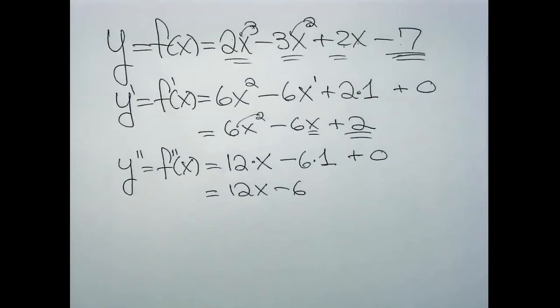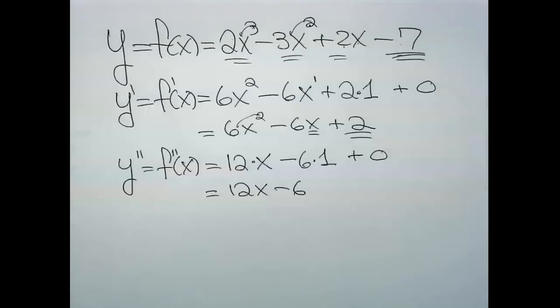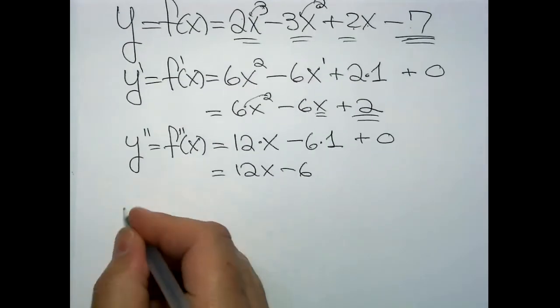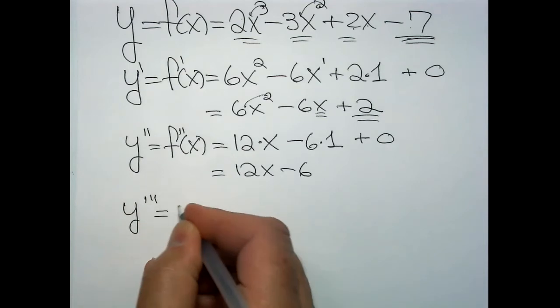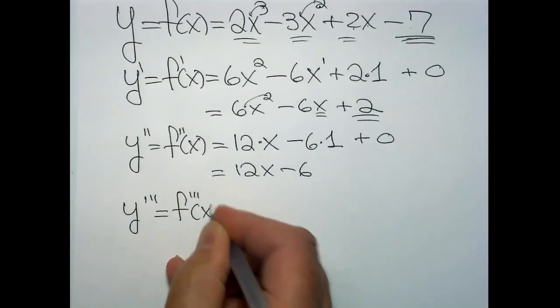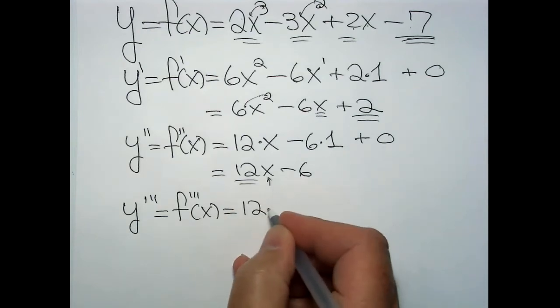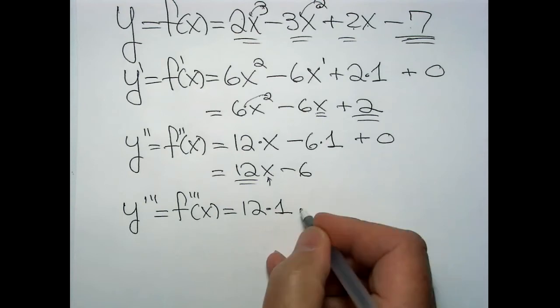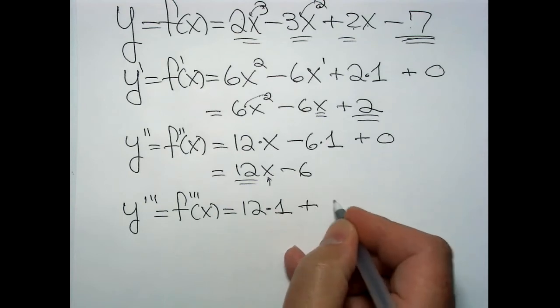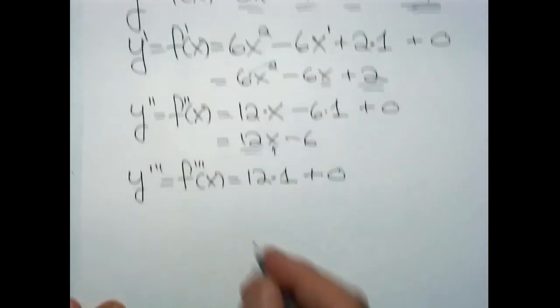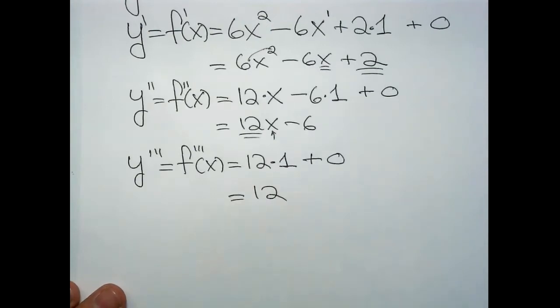So we went from a cubic function to a quadratic, right down to a linear function. Let's keep going with this and see where it leads. Third derivative. That's f triple prime, or third derivative. 12 is a constant multiple. It's along for the ride. The derivative of x is 1, and minus 6 is a constant. The derivative of just a constant is 0. So f triple prime is 12.